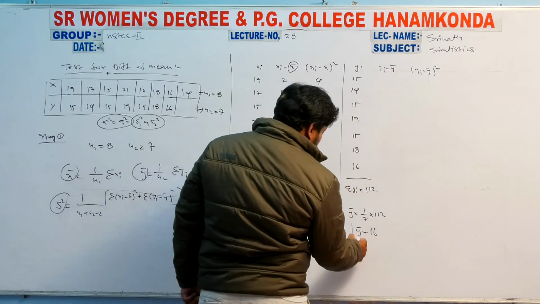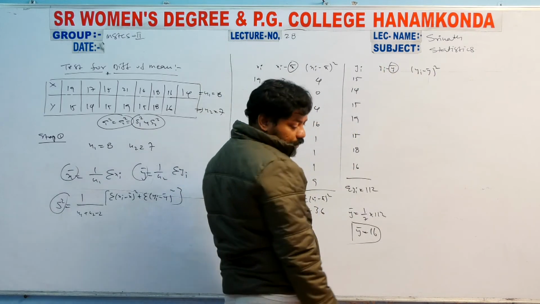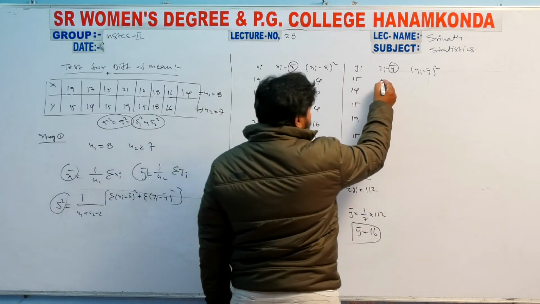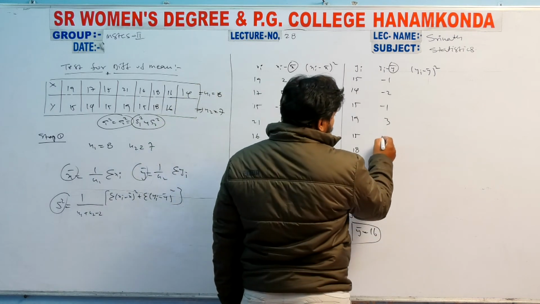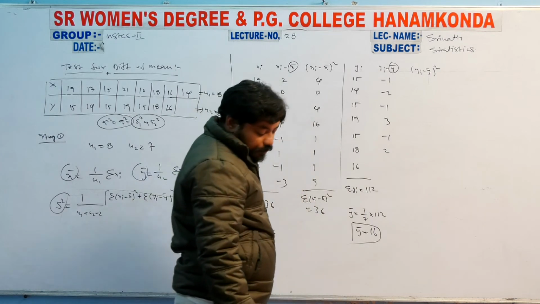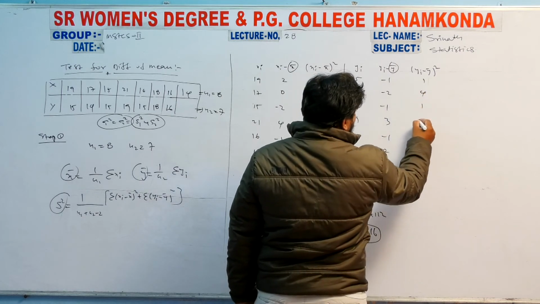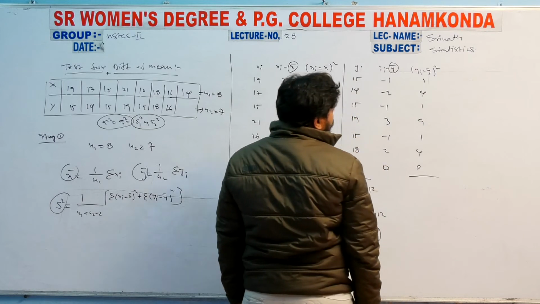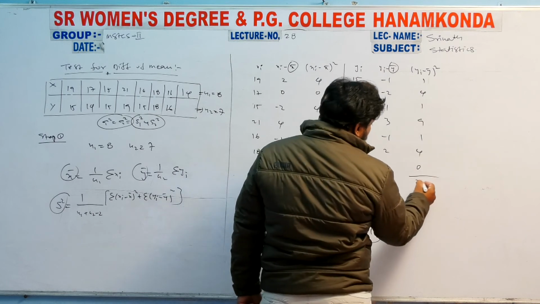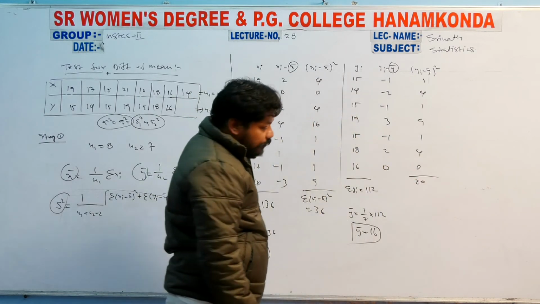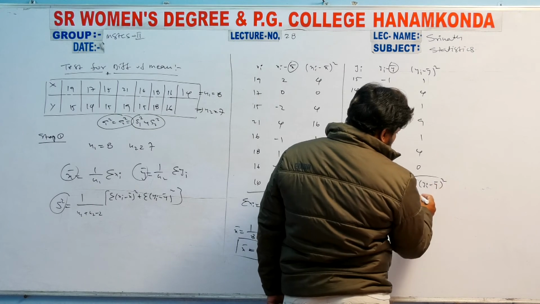Then substitute the y bar value here. Then we can find out yi minus y bar: minus 1, minus 2, minus 1, and 3, minus 1, 2, and 0. yi minus y bar whole square is 1, 4, 1, 9, 1, 4, 0. Summation yi minus y bar whole square is equal to 20.